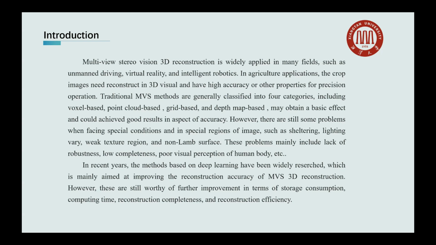They may obtain a basic effect and could achieve good results in terms of accuracy. However, there are still some problems when facing special conditions and special regions of the image, such as shattering, lighting, very weak texture regions, and non-Lambertian surfaces. These problems mainly include lack of robustness, low completeness, poor visual perception, etc.